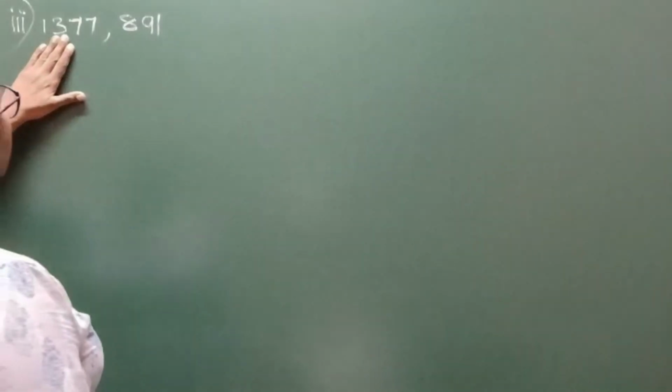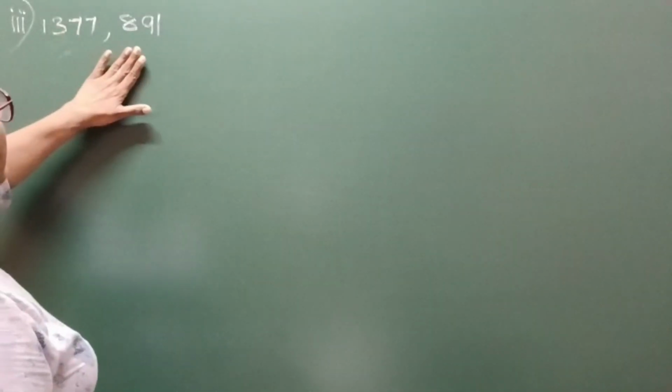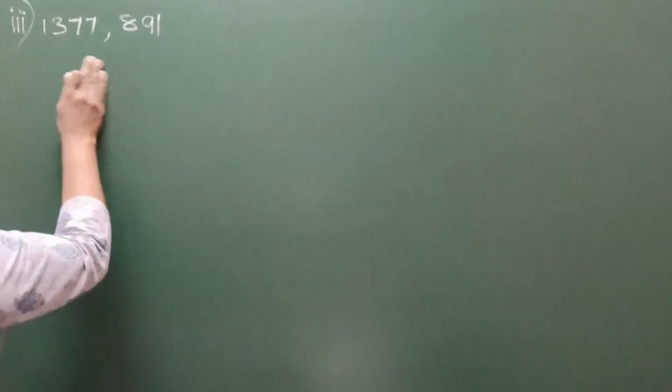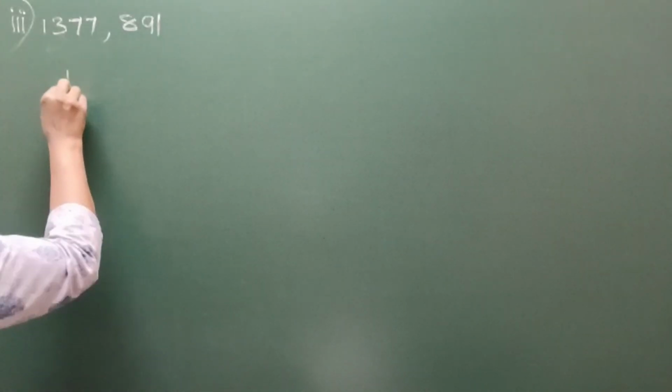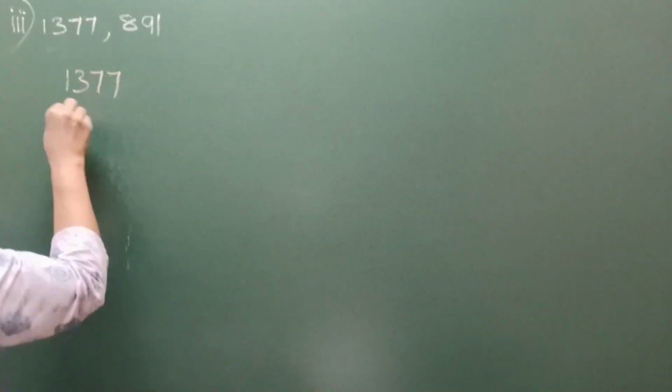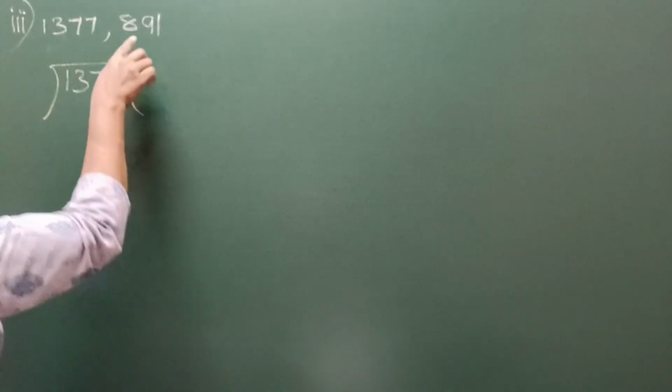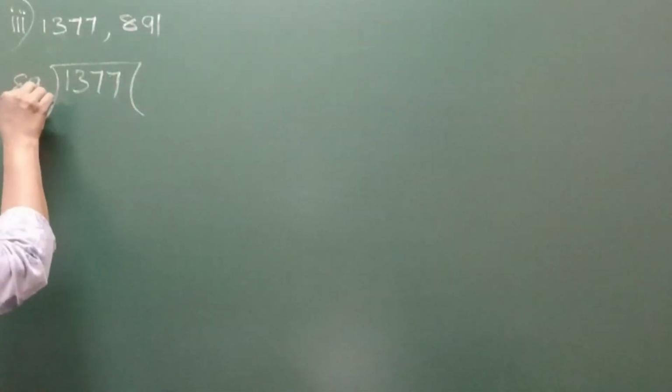In our next question also, only 2 numbers are there. Okay. 1377 and 891. The greater number is 1377, divided by 891.